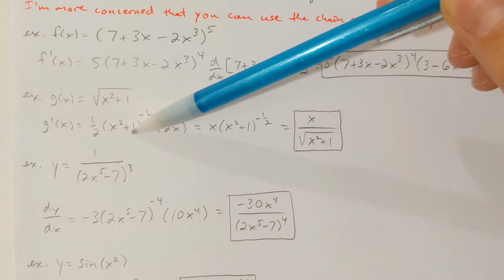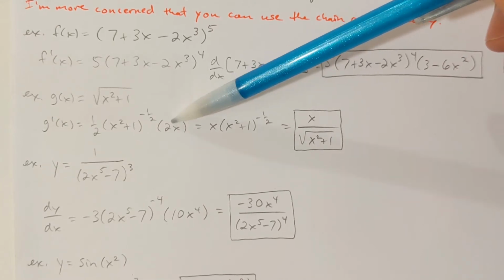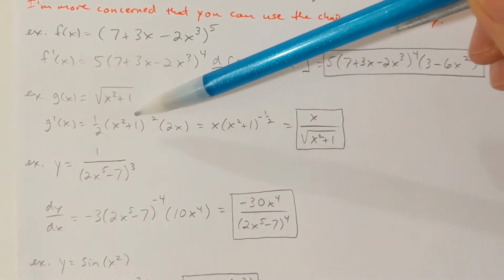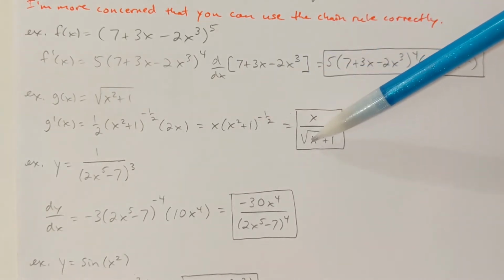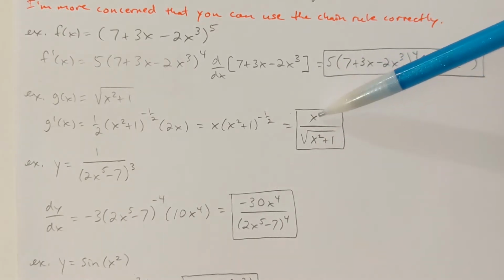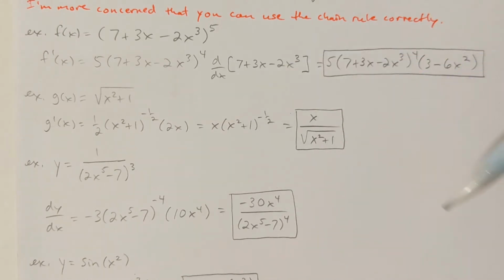X squared plus 1 is inside the square root function. That's the thing that I'm ignoring temporarily. And so I have to multiply by its derivative in order to finish the chain rule. The derivative of x squared plus 1 is 2x. And now simplify, the 2's cancel there. X squared plus 1 to the negative 1/2 power, that's the same as 1 over x squared plus 1 to the 1/2 power, or using radical form, my answer would be x over the square root of x squared plus 1. Again, make sure that you're simplifying as far as possible with all these problems here.